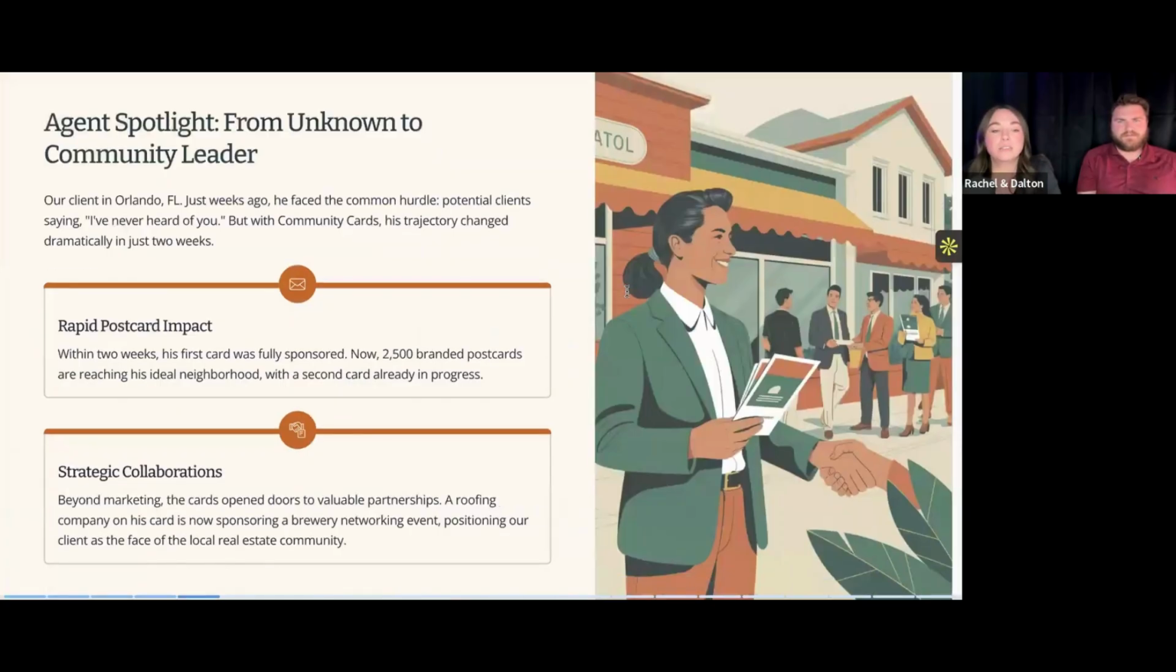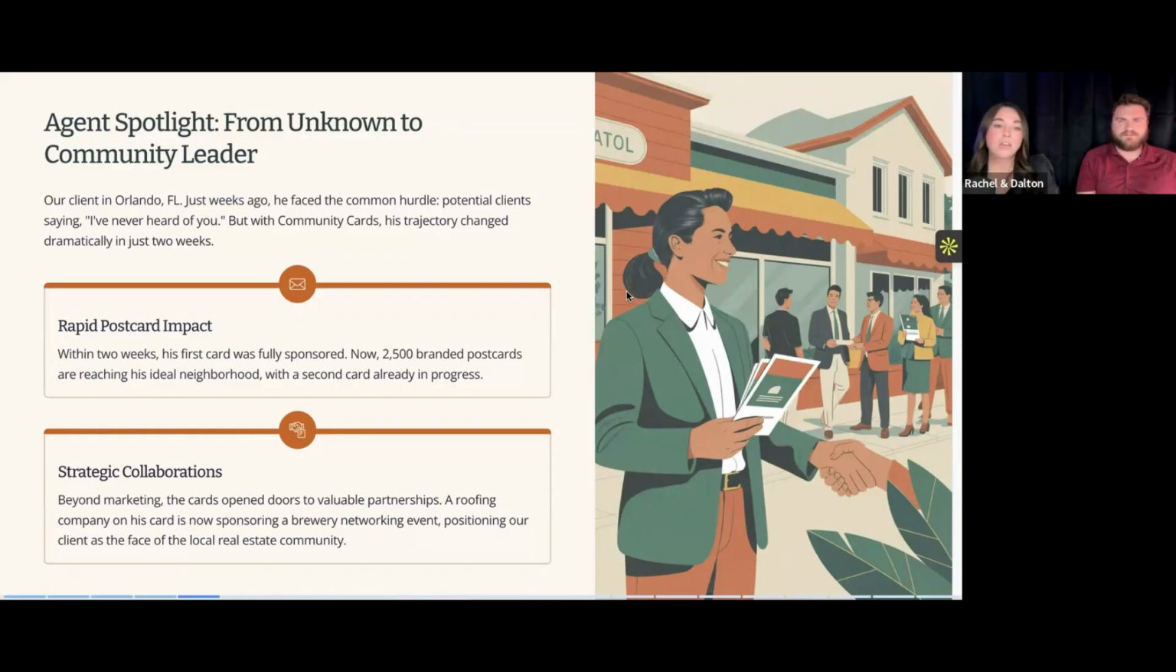Okay, so I wanted to tell you a little bit about our client in Orlando, Florida. He faced the common hurdle that people didn't know who he was. He would contact homeowners wanting to list their house, and they would just say, "I've never heard of you." So he used this postcard strategy. Within the first 2 weeks, his card was fully sponsored, so he had all the businesses on it paying for it. He was free. And now 2,500 branded postcards are reaching his ideal neighborhood, and he's already working on a second one.